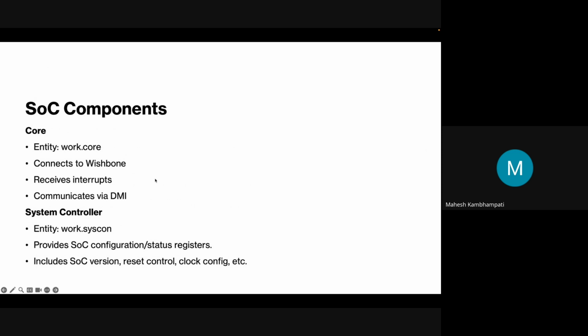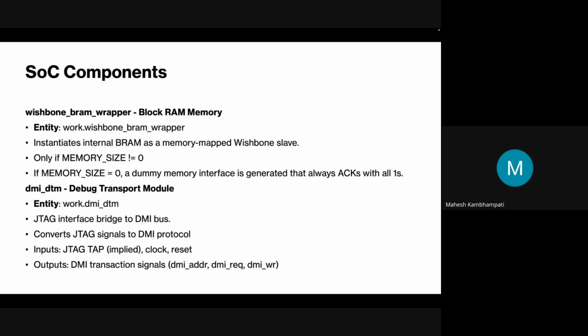The core receives any interrupts from the peripherals and communicates via DMI. The system controller typically has a configuration status register for the SOC, and it also holds information like SOC version, reset control, clock frequency, clock configuration, everything like that. And then there is the block RAM, which is used for the main program running if there is no DRAM. So we can choose to have no BRAM if the BRAM memory size is 0.